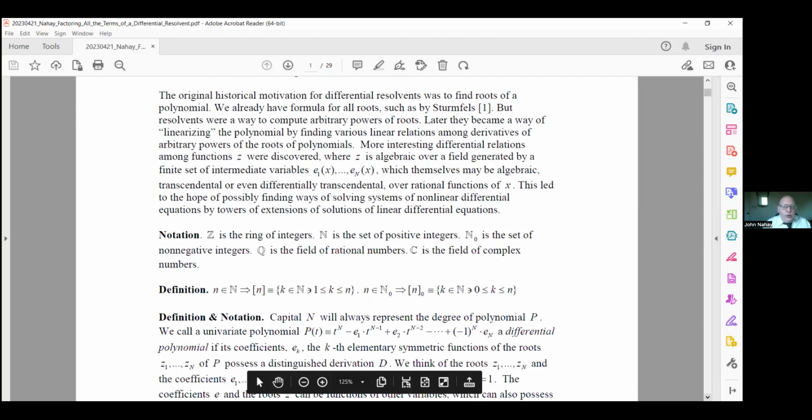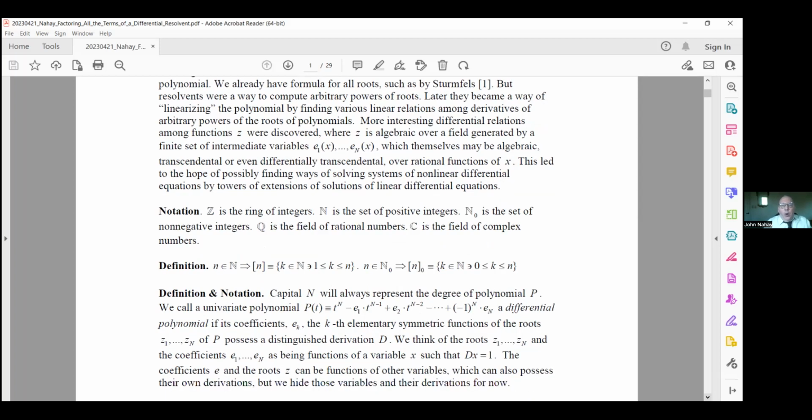So in this talk, let Z be the ring of integers. Script N is the set of positive integers. Script N sub 0 is the set of non-negative integers. Script Q is the field of rational numbers. Script C is the field of complex numbers. When n is a positive integer, square bracket n is the integers 1 through n, and square bracket n sub 0 is the integers 0 through n.